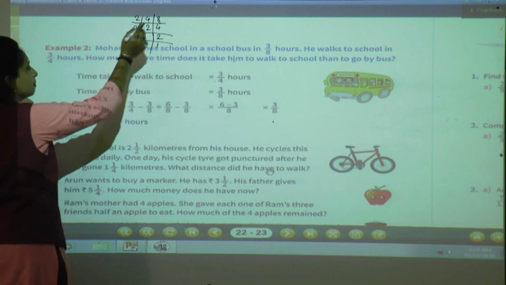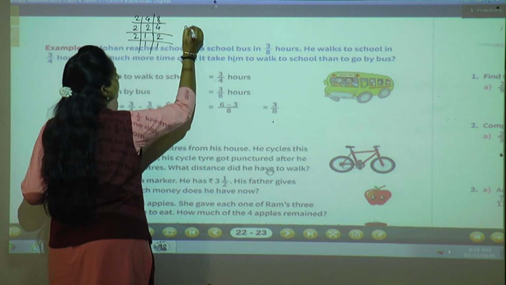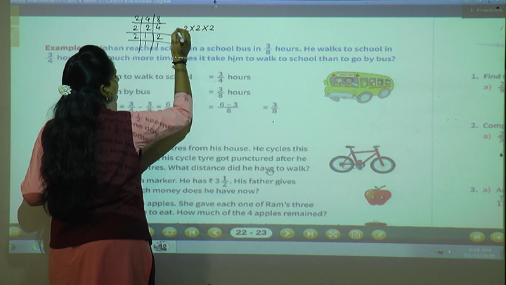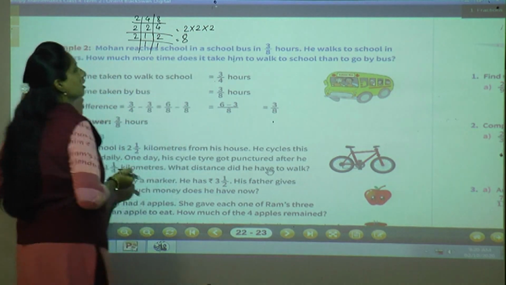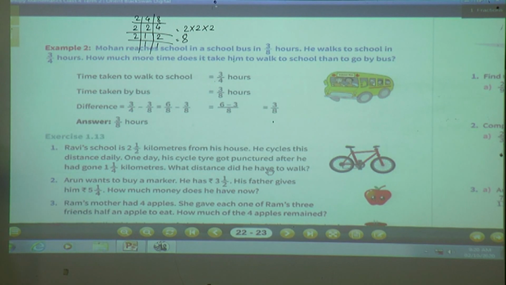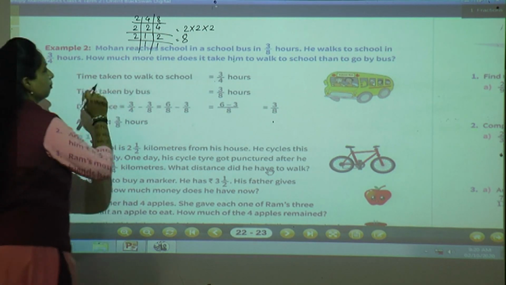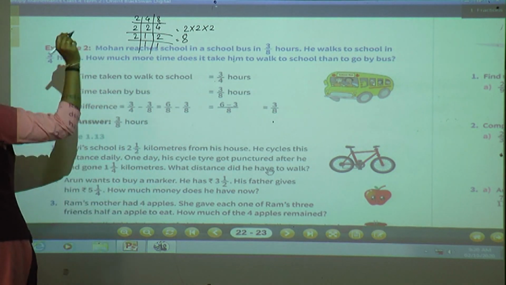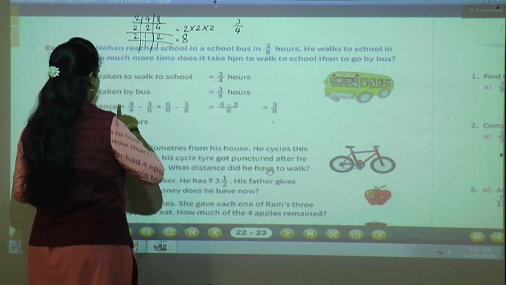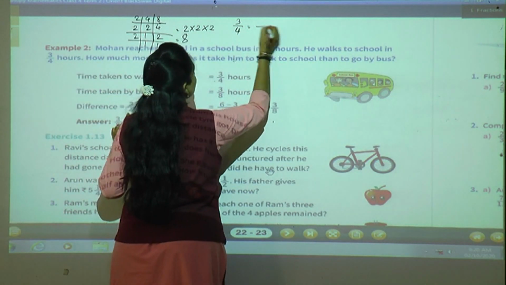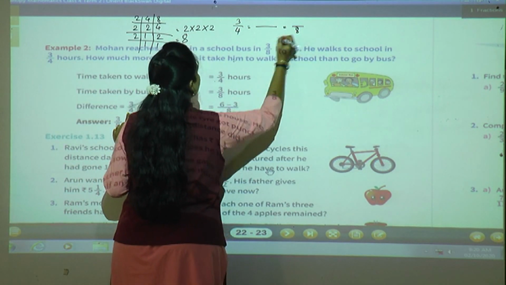So what are the multiples of 4 and 8? 2 multiplied by 2 multiplied by 2. 2 2s are 4, 4 2s are 8. So what is the LCM of 4 and 8? It is 8. Now 3 upon 4. See, I'll do your rough work. 3 upon 4 is equals to, denominator should come 8.